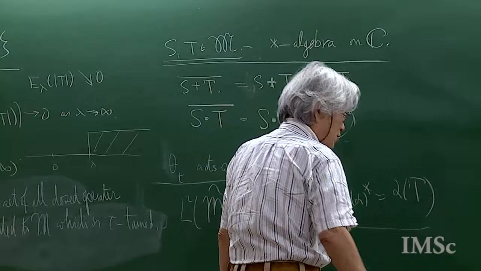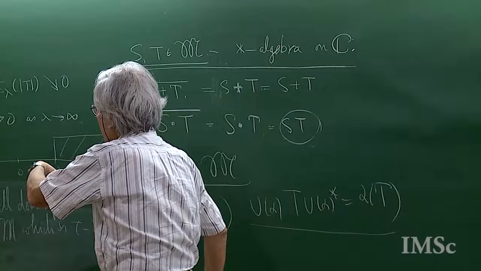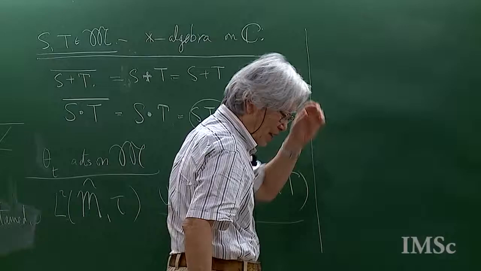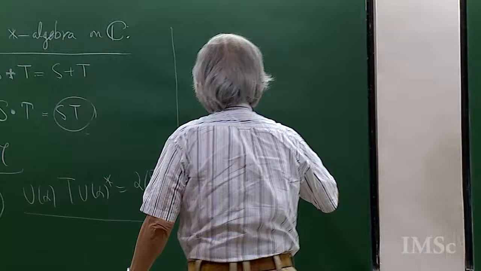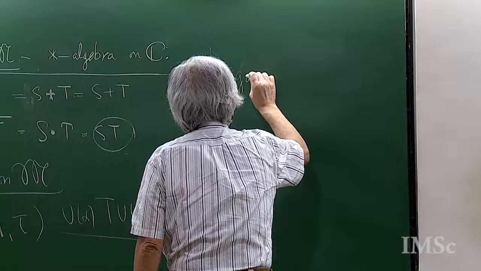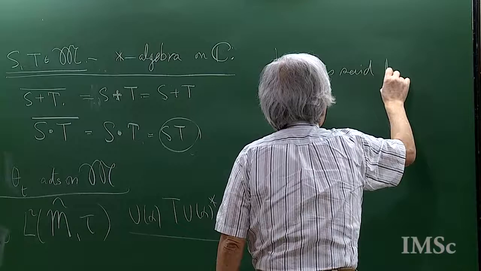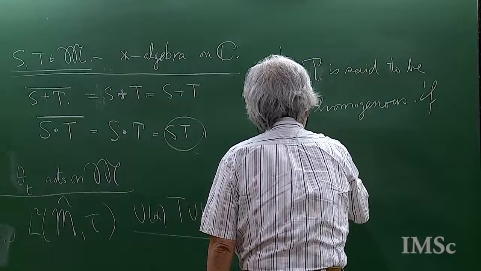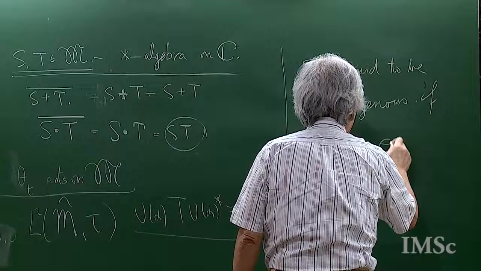Or if you like space-free things, then you let it act on the spectral projections, and extend like that. Now, okay, then you have the following, the grading. T is said to be homogeneous if theta_s of T equals e to the minus alpha s times T, alpha a complex number.